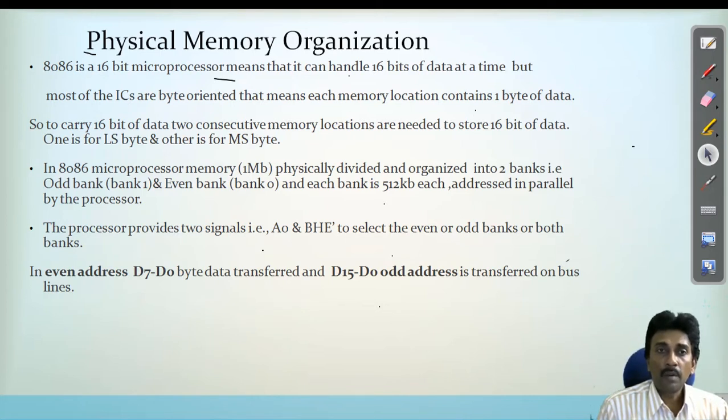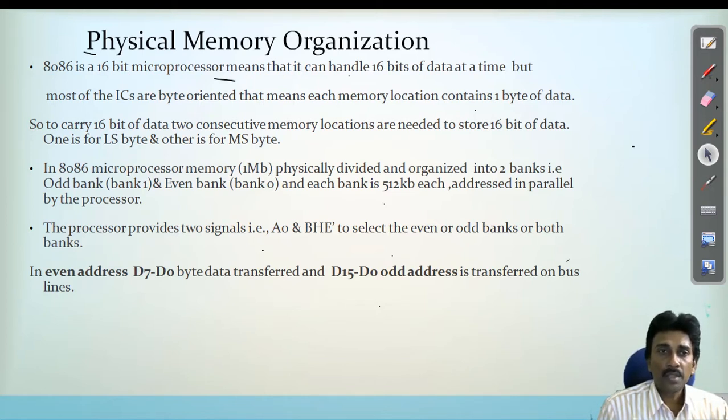So the even memory will be saved in the even bank and the odd memory will be saved in the odd bank. That means that the entire memory of 1 MB will be divided into two banks. One is the even bank and another one is the odd bank. In the even bank, all the memory addresses are even, and in the odd memory bank, the addresses are odd memory addresses. So in fact, each memory location contains 1 byte of data.